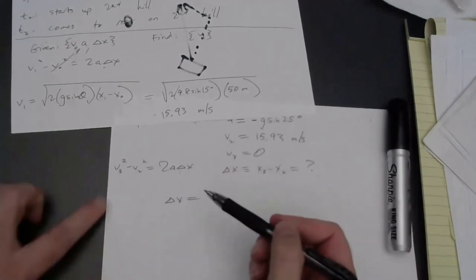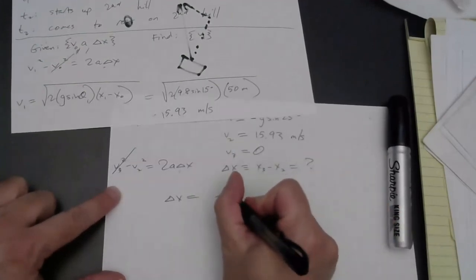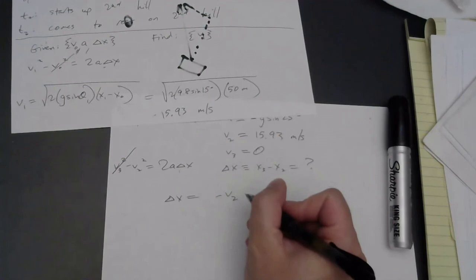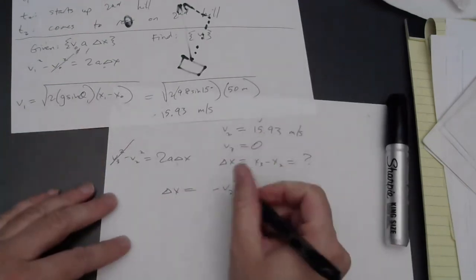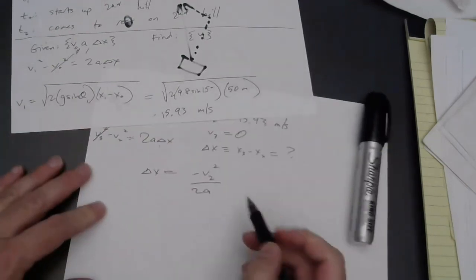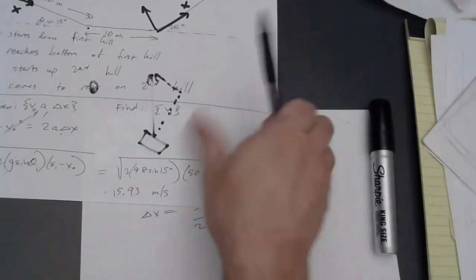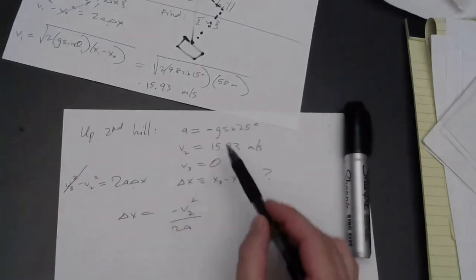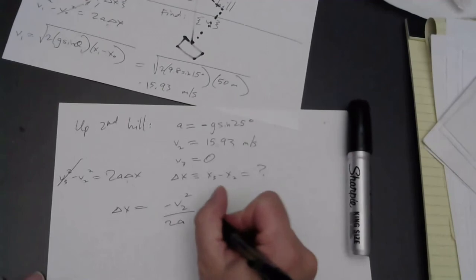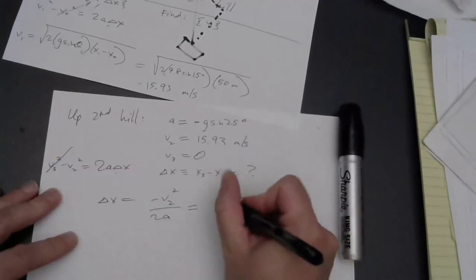Can I cross any of these out? Well, when she gets to the top, her velocity is 0. So we've got negative v2 squared over 2 times the acceleration. Now you might be wondering, what's up with this minus sign? Because we know the displacement is up the hill, that's in the positive direction, and yet we've got a minus sign here. Don't forget that the acceleration is also negative. Those 2 minus signs will cancel. So here's where we plug in her speed from before.